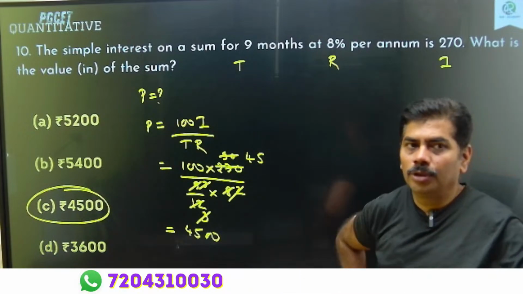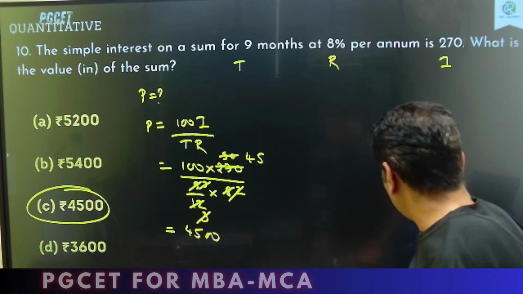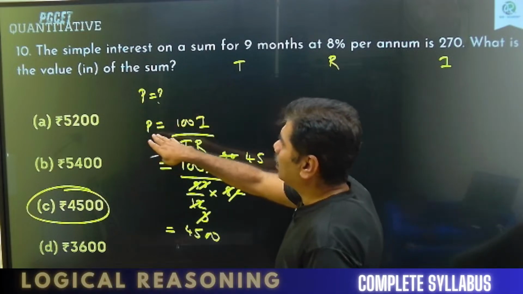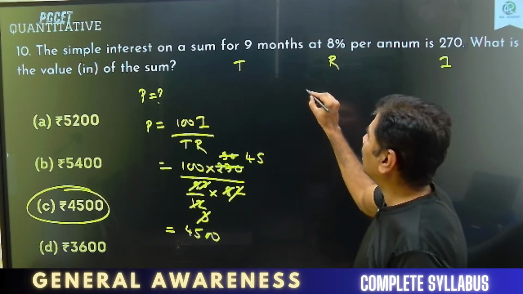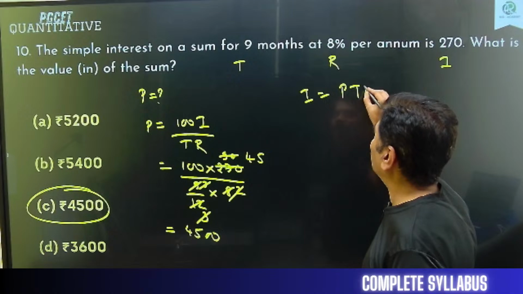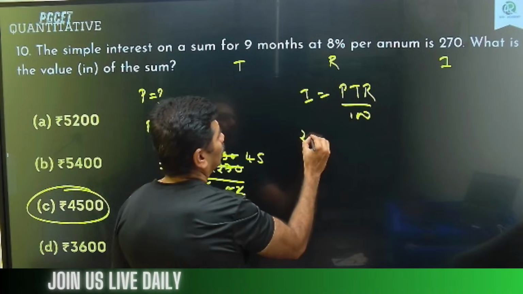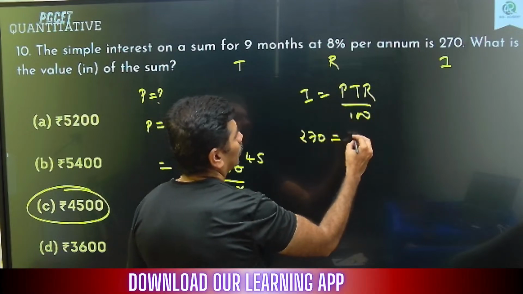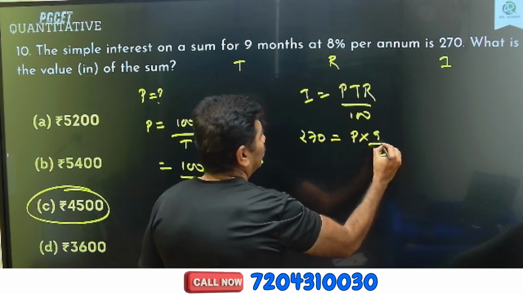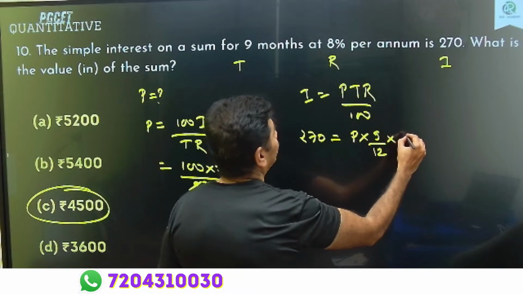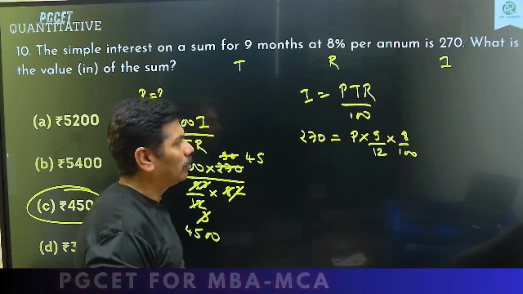All right, so hope no doubt about this. This was very simple. Simply what we do is we take the formula for P. Sir, we could not remember the formula, what to do? Then simply take the formula of I equals PTR by 100. Here also you will get the same. I, 270 equals P is unknown into time is 9 by 12 years into rate of interest is 8%. So directly you can do, not an issue.